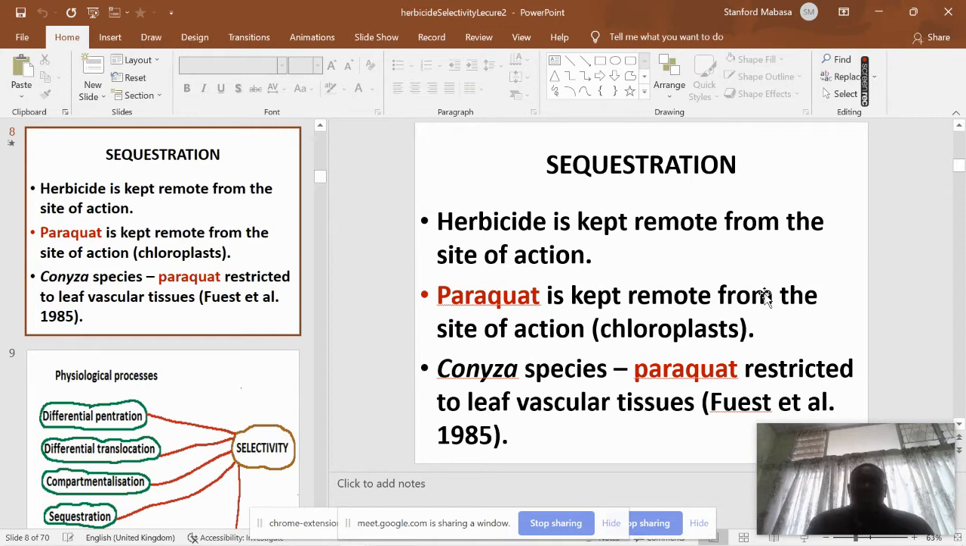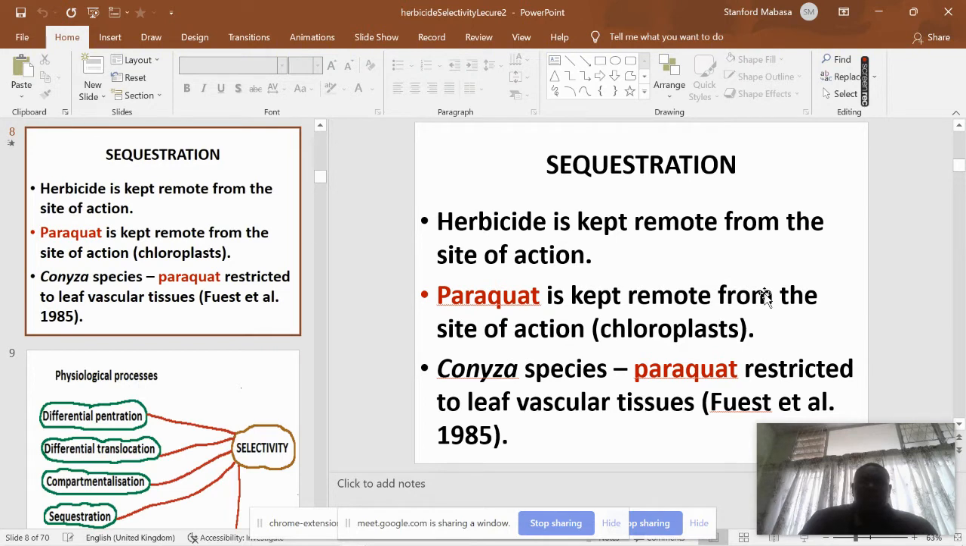In some cases, we know paraquat can kill everything green, but it's not true. Some plants may actually resist paraquat because the herbicide is kept remote from the site of action. The site of action could be chloroplasts. This is experienced in conizer species, where if you apply paraquat, you are not going to kill this weed.